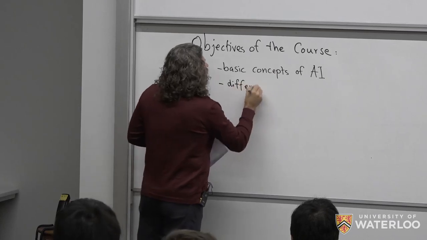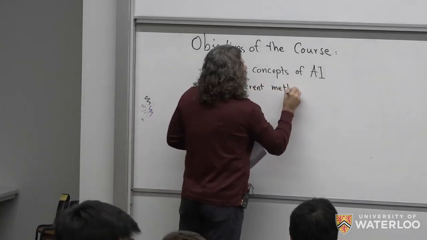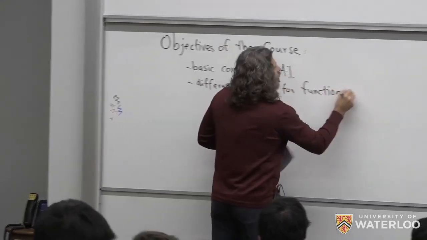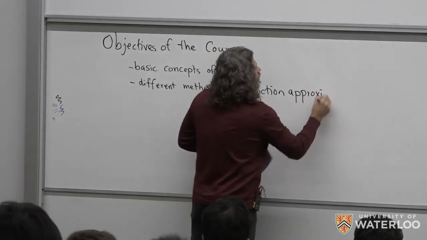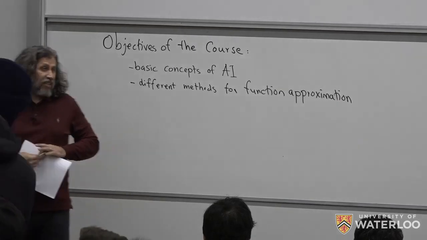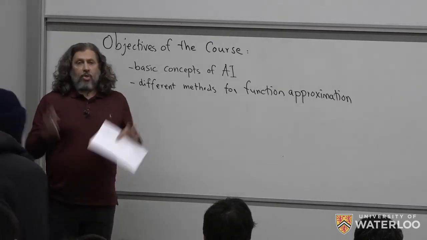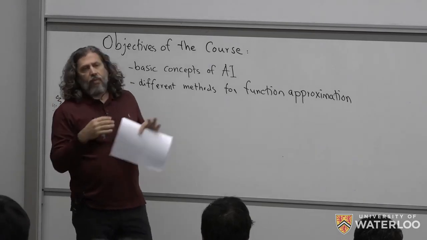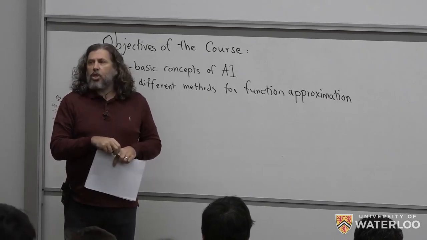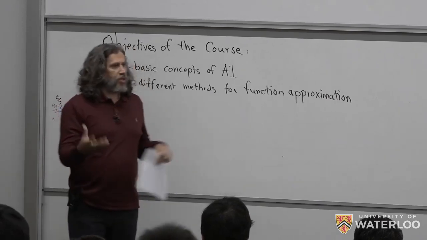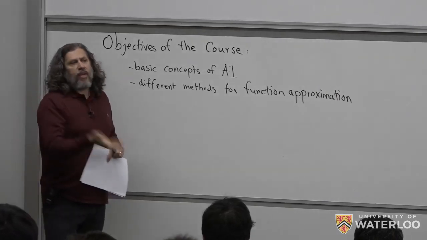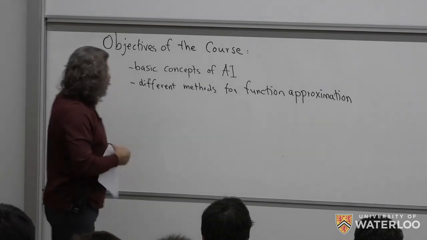Learn different methods for function approximation. Why function approximation? Because as we will hopefully see and discover together, machine learning, AI, computational learning is nothing but function approximation. We approximate functions that are not known. Nobody knows the equation for those functions. So we approximate that. That's the fundamental difference between AI and classical math. So we want to learn some of them.